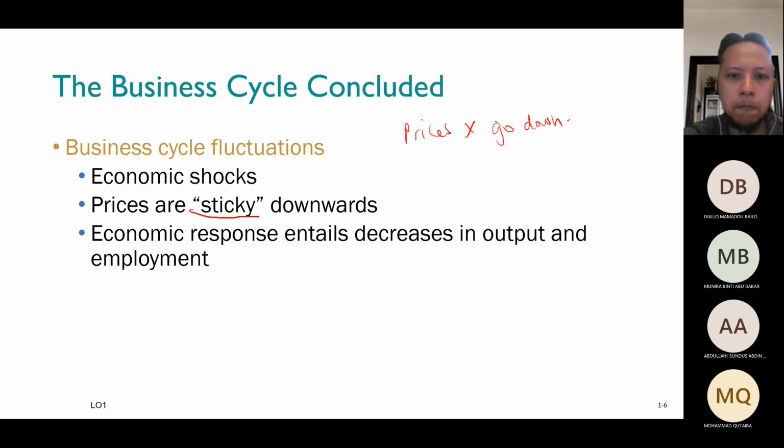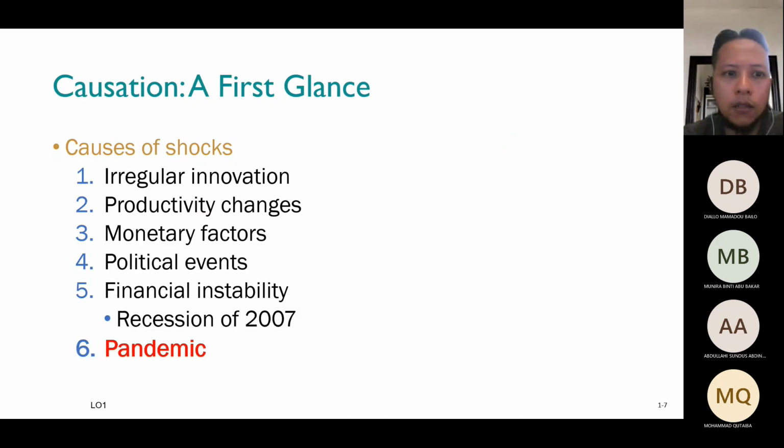When this happens, usually there will be a decrease in output and also a decrease in employment. A decrease in employment is basically unemployment. There are many causes of shocks in the economy, maybe in terms of irregular innovation, in terms of productivity changes, and there are monetary factors. For example, among monetary factors, in Southeast Asia we had the ASEAN financial crisis.